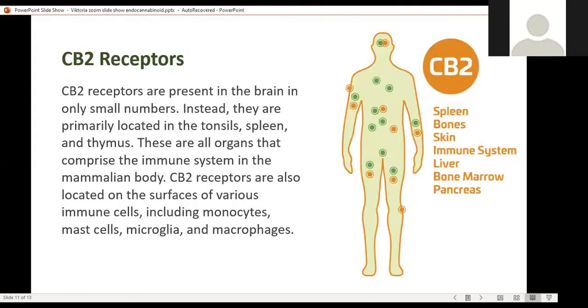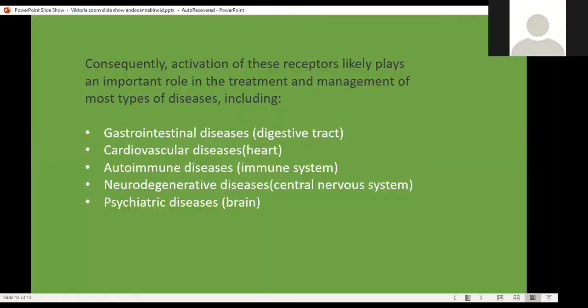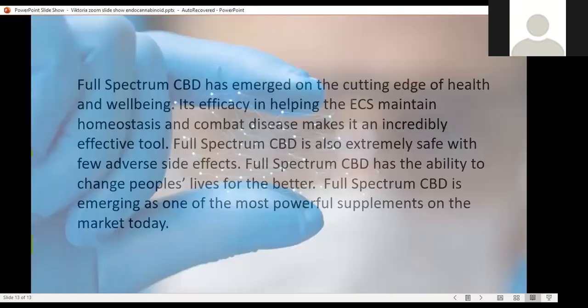So let's talk about CB2 receptors. CB2 receptors are present in the brain in only small numbers. Instead, they are primarily located in the tonsils, spleen, and thymus. These are the organs that comprise the immune system in the body. CB2 receptors are also located on the surface of various immune cells. So activation of these receptors likely plays an important role in the treatment and management of most types of diseases, including diseases of the digestive tract, immune system, heart, central nervous system, and brain.